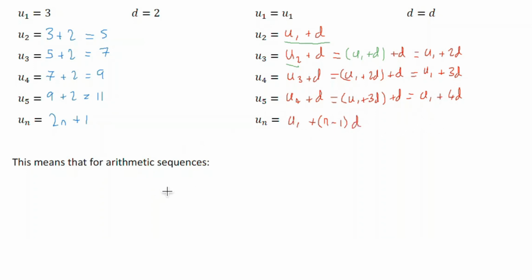And this means that for an arithmetic sequence, we know that un is equal to u1 plus n minus 1 multiplied by d. And you are given this formula in the formula booklet. It's a very useful formula that we will use to solve many types of problems involving arithmetic sequences.